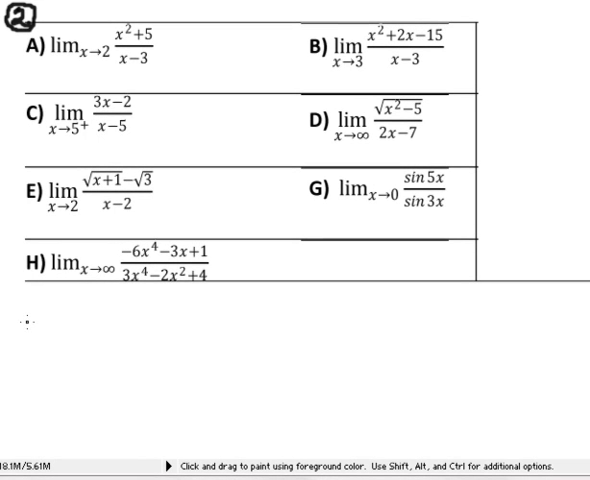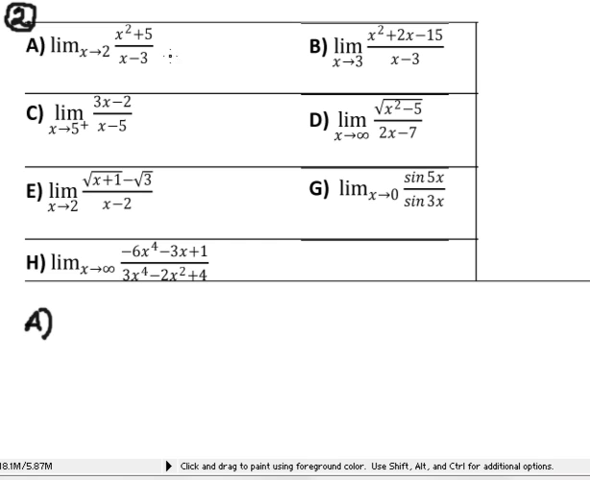Okay, let's look at question 2 in our review. We're doing some limits. In part A we have a rational function, and we're taking the limit as x goes to 2 of x squared plus 5 over x minus 3.